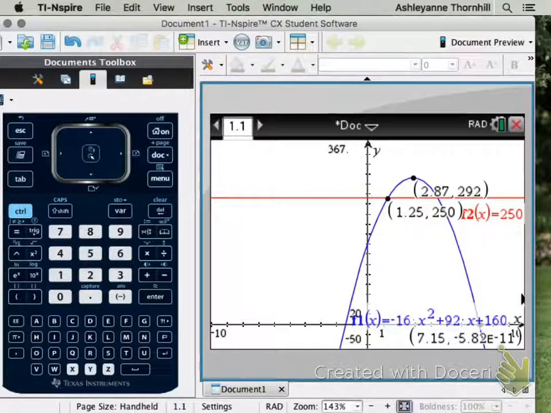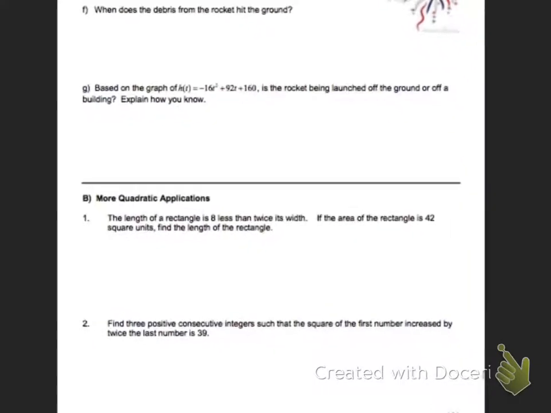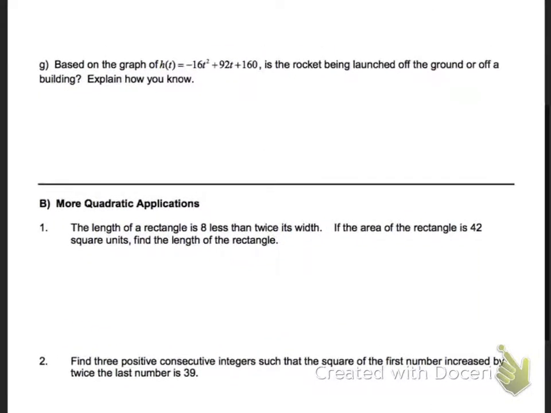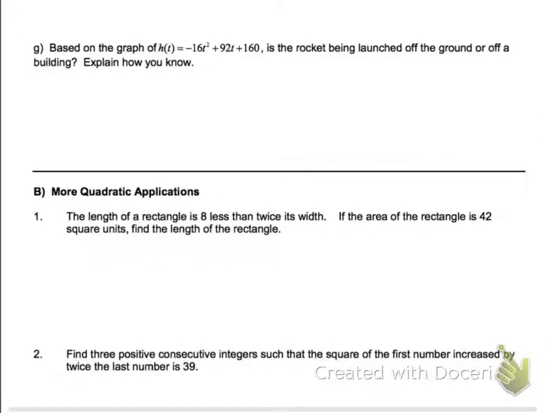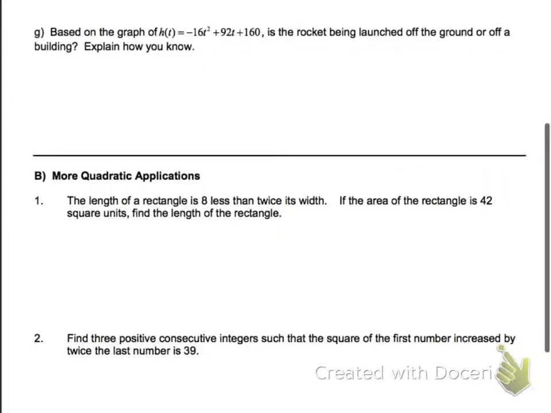Okay, the next question. Based on the graph of h of t, is the rocket being launched off the ground or off a building? Explain how you know. It's a good question. It is being launched off of a building. How come? Because it doesn't start at 0. It starts at whatever that number is, above 50.